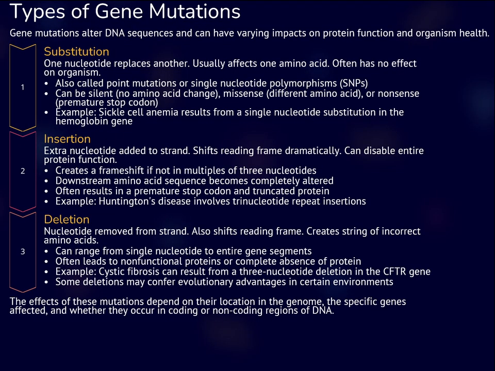So let's zoom in a bit and take a look at the types of gene mutations. These are all about small changes, usually at the level of just one nucleotide base in the DNA. First, let's look at substitution. This is when one base is swapped out for another. It's like typing the wrong letter in a word.